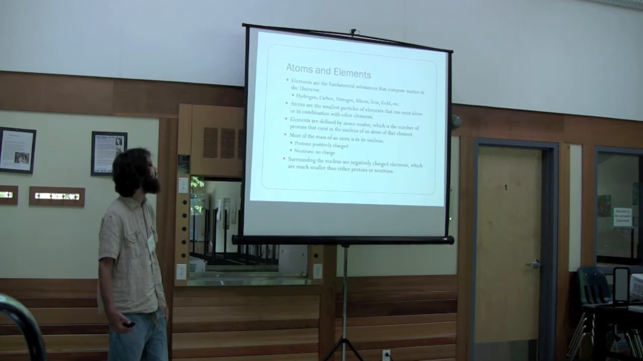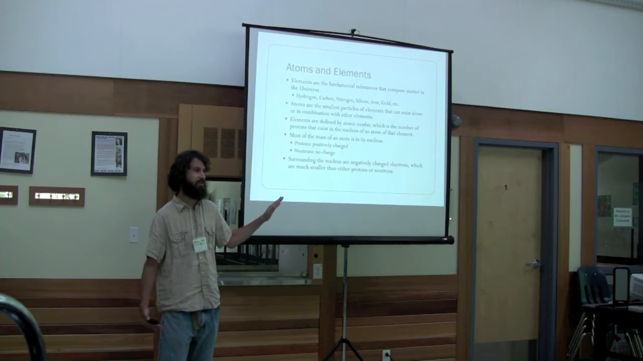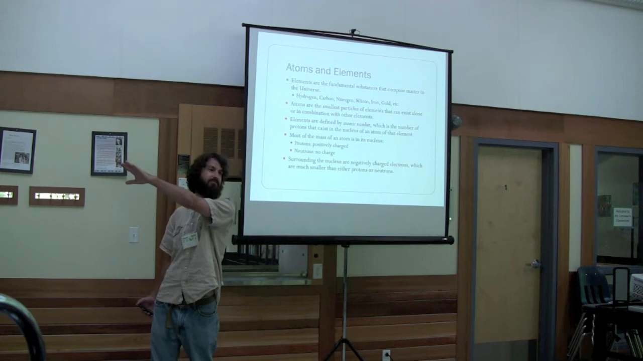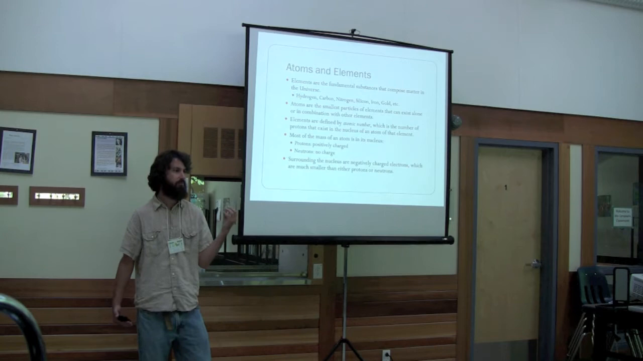So elements are the fundamental substances of what the universe is made of. Examples are hydrogen, carbon, oxygen, things like that. They're all up on the periodic table, which is conveniently posted on the wall there. The smallest unit of a material you get is an atom that can exist as an element, and that's what elements are made of.